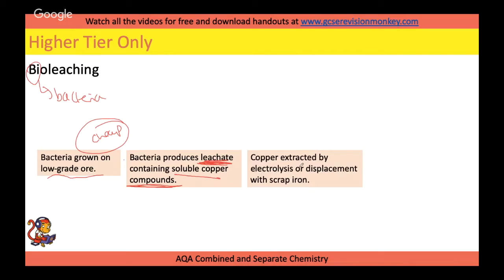And then again, you can extract it by electrolysis or displacement. So you don't need to know this process in a lot of detail. You just need to know it involves bacteria and they produce a leachate containing the copper compounds.